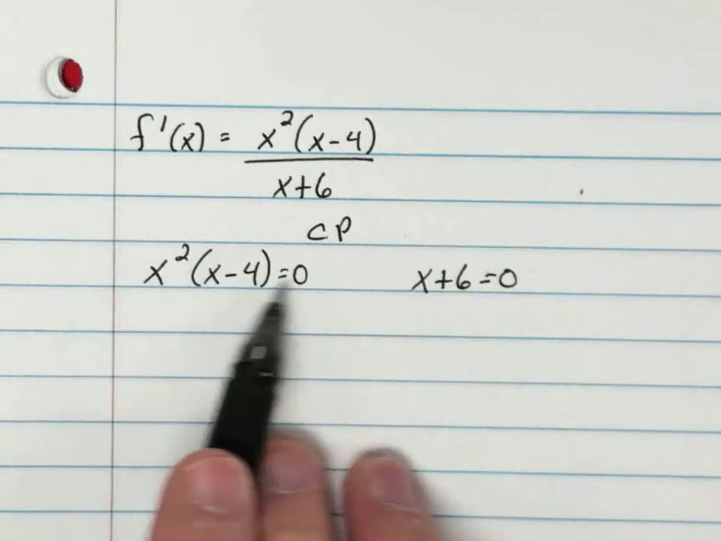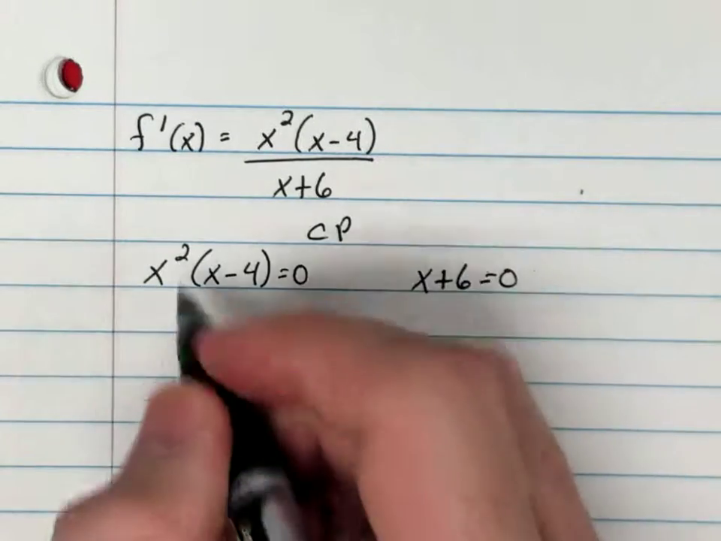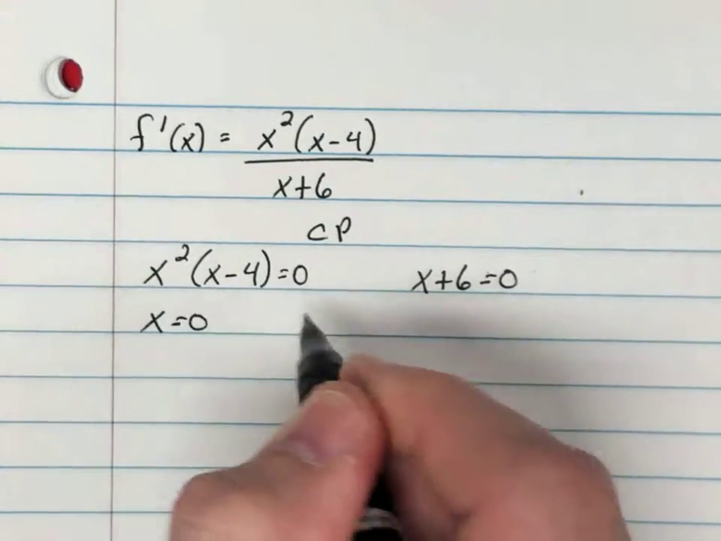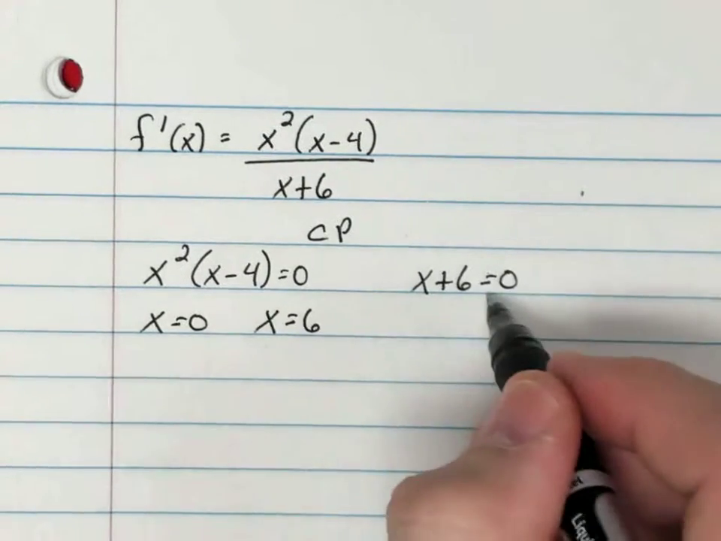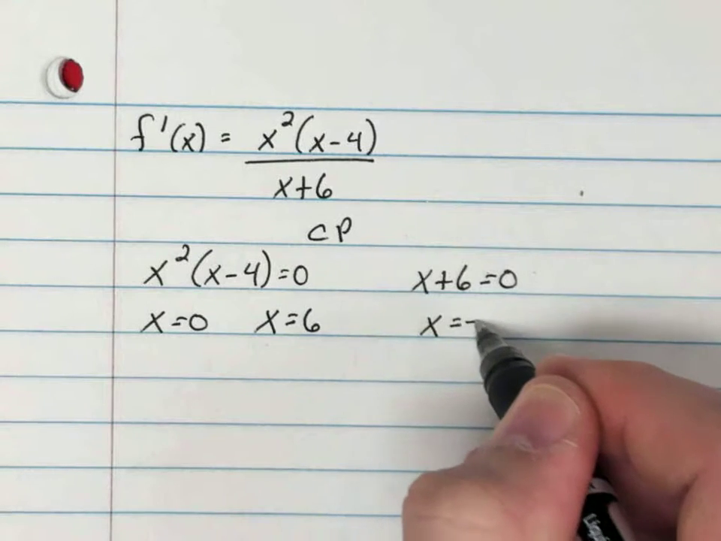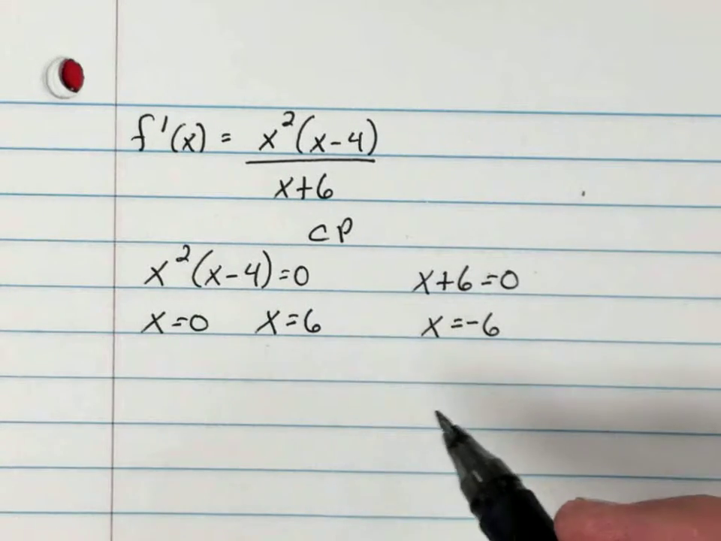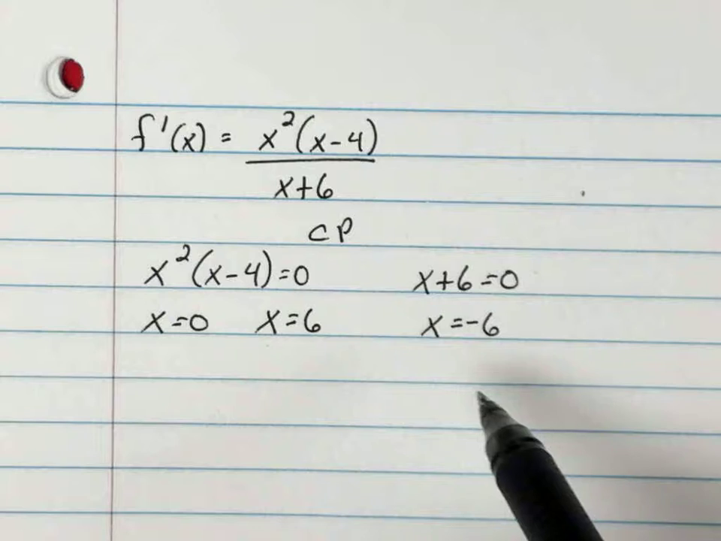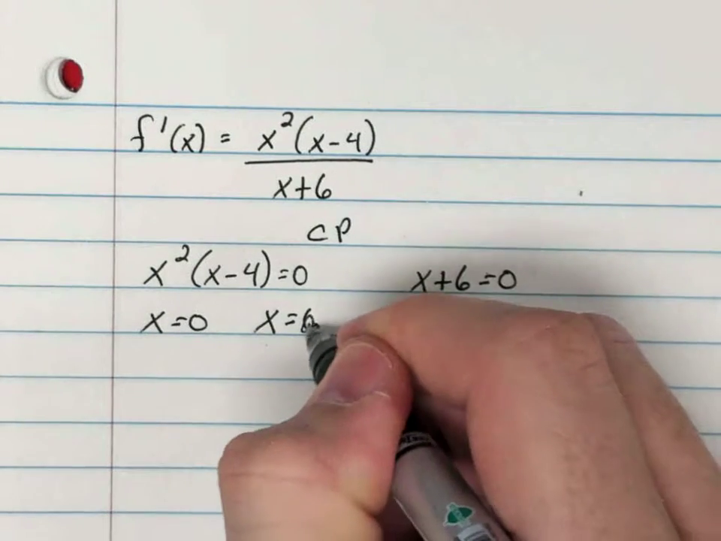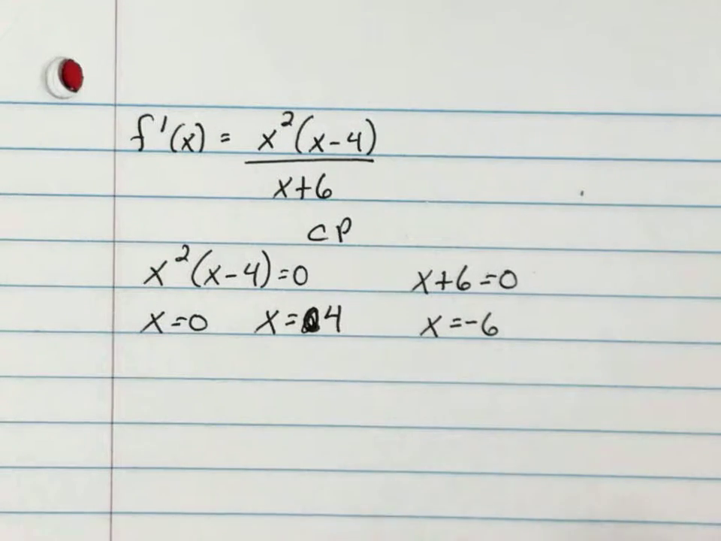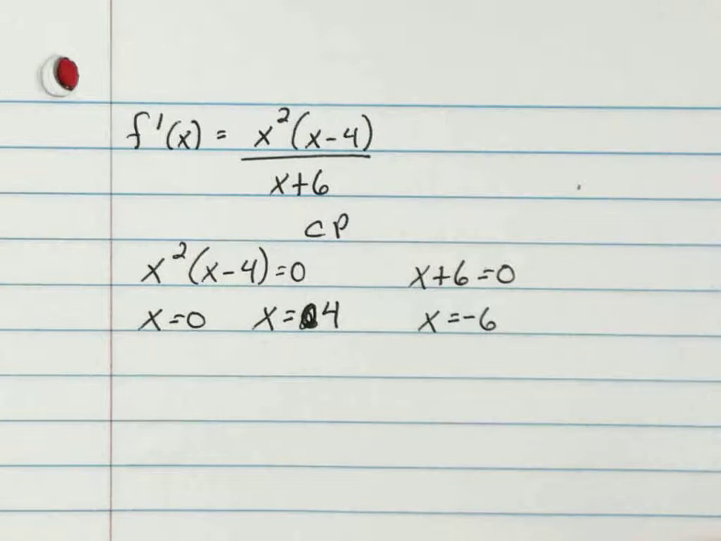Setting each of these equal to 0, you're going to have x squared is 0, which is going to give you x is 0. You're going to have x minus 4 is 0, which gives you x is 4. X plus 6 is 0. It's going to be undefined at x equals negative 6. So that's your three critical points. Shouldn't the middle one be x equals 4? Yeah, where'd that come from? X equals 4. It's early.